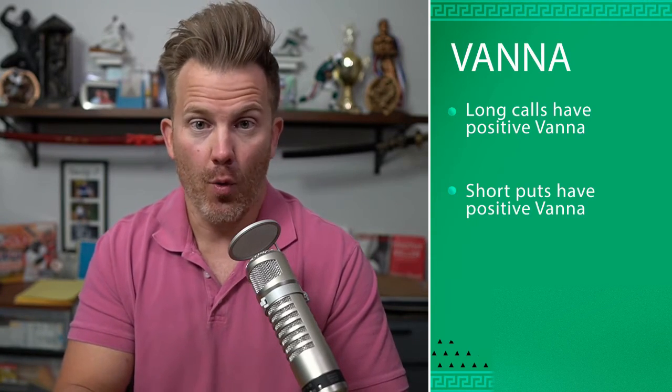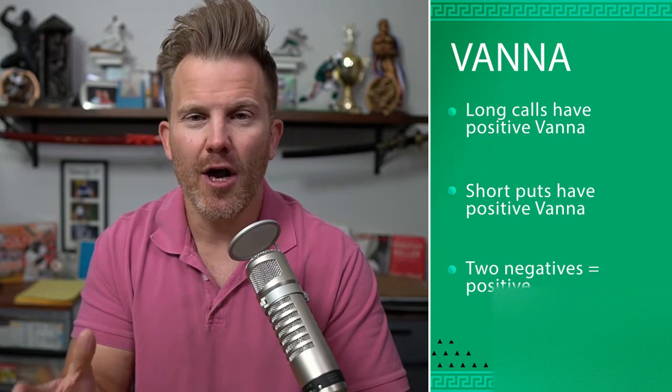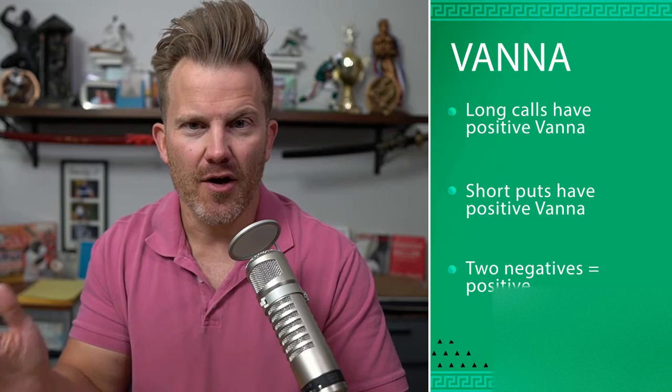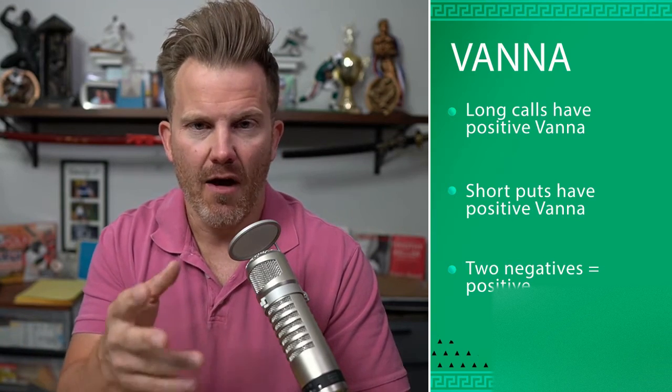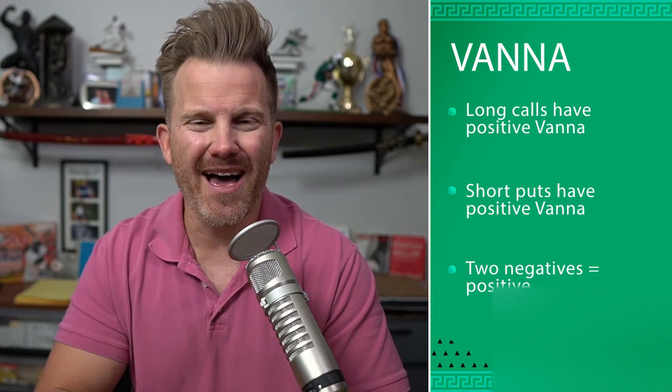Puts naturally have negative Vanna. But if you step in and sell that put, then you become positive Vanna. The way this works is the same way it works when you multiply two negative numbers together: it brings you back to a positive number. So you take a naturally negative Vanna put and you sell that put, and you actually end up with positive Vanna. So now that we know that short puts are long Vanna, here's how this impacts returns.